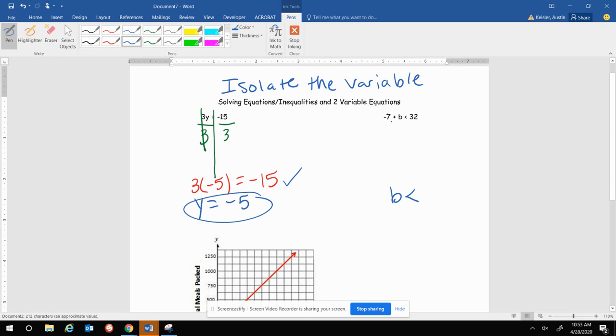Well, right now I have this negative 7 over here, and the way that I'm going to get rid of that is by doing the inverse. So I'm going to add 7, because I know negative 7 plus 7 cancels out. And then on the other side, I've just got 32 plus 7, and we know 32 plus 7 is 39. So b would have to be less than 39 to make this true. And if we plug in, like let's say 0 is less than 39, that's a number that we could choose. So if I had negative 7 plus 0, that's going to be negative 7, and we know negative 7 is less than 32, so that also works.